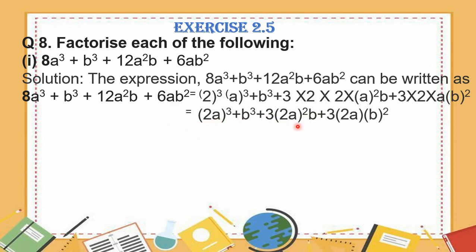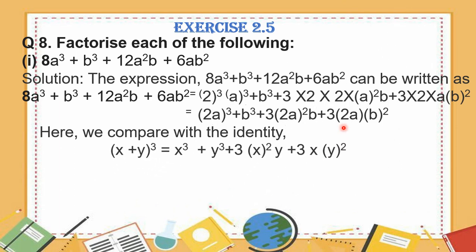By observing this expression, we understand that one of the identities says that x plus y whole cube is x cube plus y cube plus 3x square y plus 3xy square. Here we observe that x cube is 2a cube, y cube is b cube, 3 into x square, that is 2a square, into y, that is b, plus 3 into 2a, that is x, into y square, that is b square.